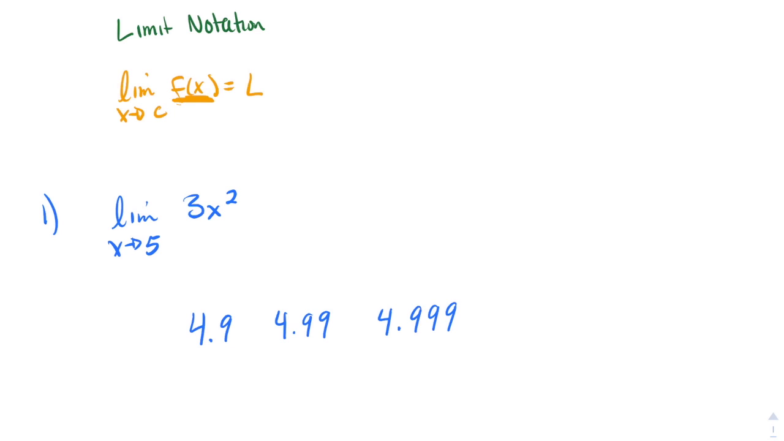4.999, okay? We can consider 5.1. Right, we can consider 5.01, 5.001, right? All these values are pretty close to 5. So since we don't want to look at exactly 5, we want to know what's happening around it, these are some good values to consider.